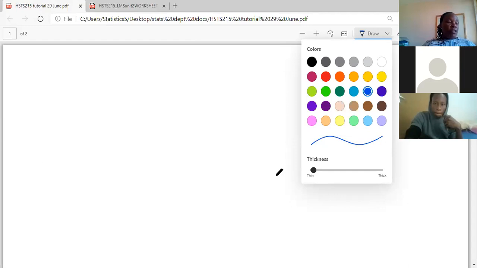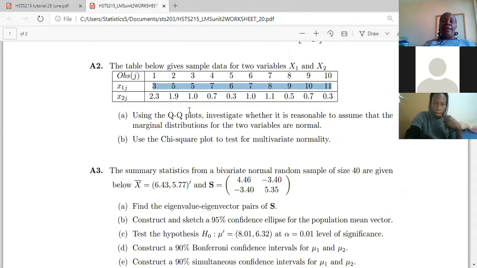So your starting point, if you look at the outline which I gave you on how to perform QQ plots manually and how to perform the chi-square manually, the first thing is to rank your observations. Let's try X1. Our observations are 3, 5, 5, 7, 6, 7, 8, 9, 10, 11. And we can see repeated values. For example, 5 occurs twice and 7 occurs twice.